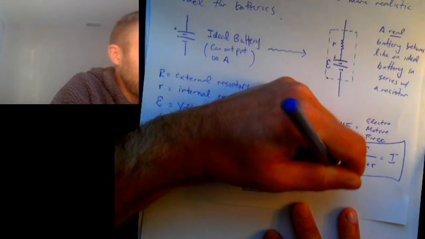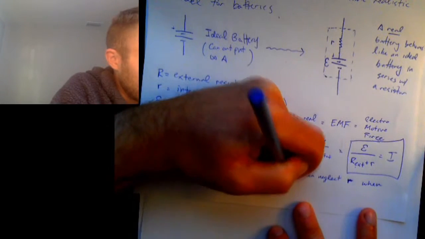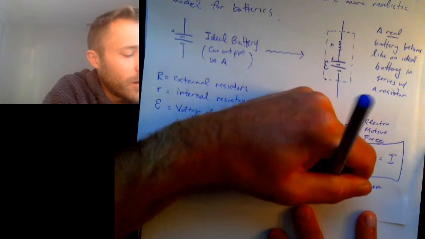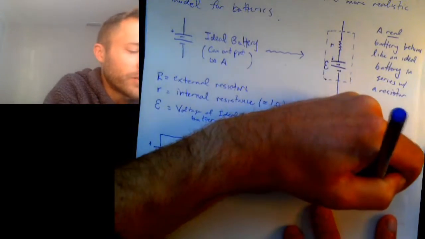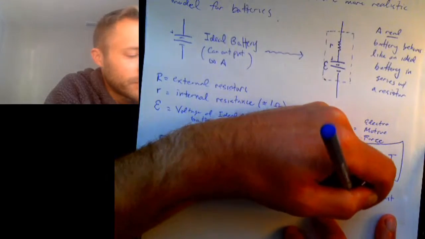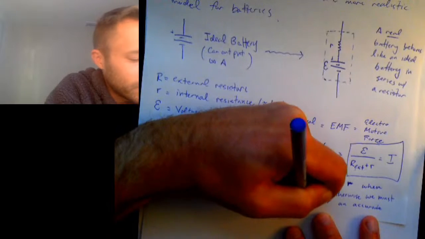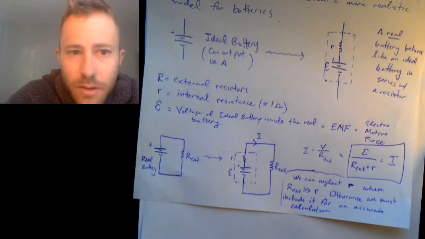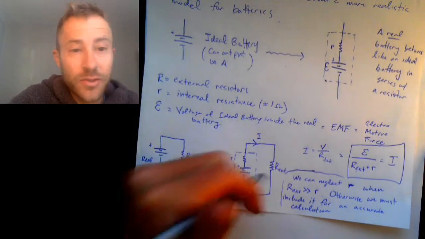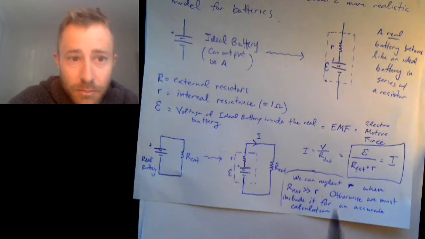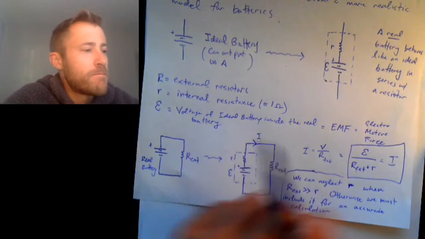So we can neglect the internal resistance, which is little r, when the external resistance is much bigger than the internal resistance. Otherwise, we must include it for an accurate calculation. So most of the time, I don't even think about the internal resistance. But if I had a circuit where my external resistor was like 1 ohm or something, that would be approximately the same size as the internal resistance. So then I would be thinking, I have to worry about the internal resistance.